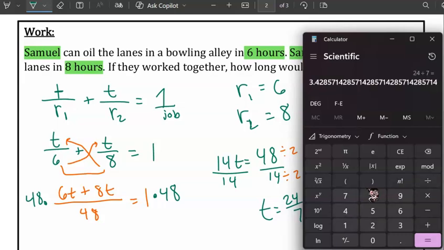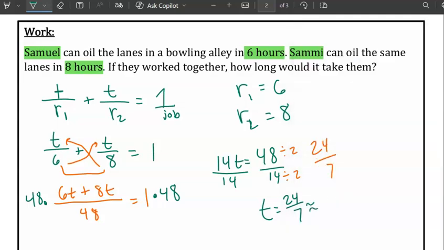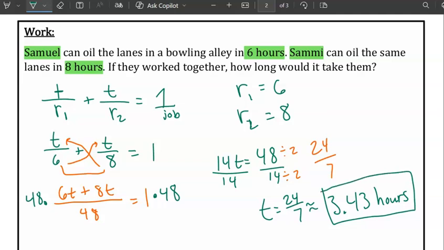That gives you about 3.43. This means that it would take Samuel and Sammy about 3.43 hours to oil the lanes if they work together.